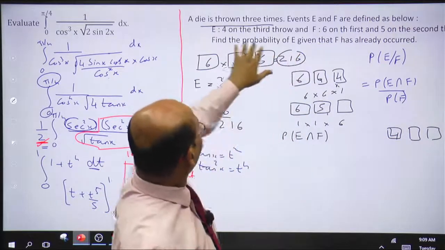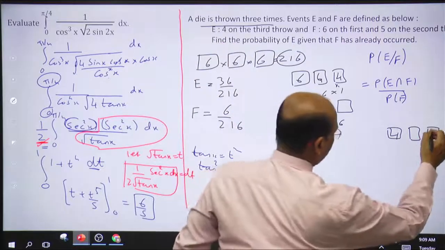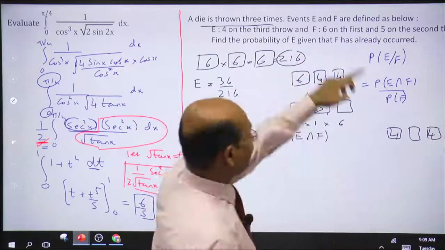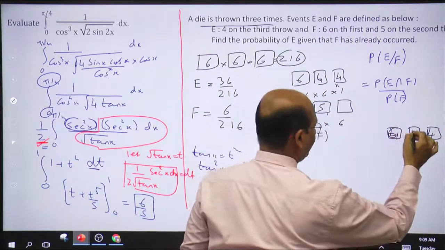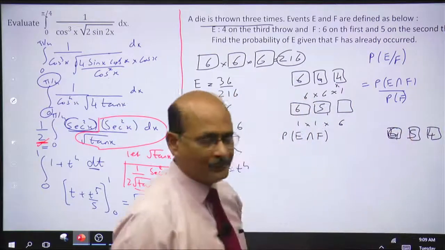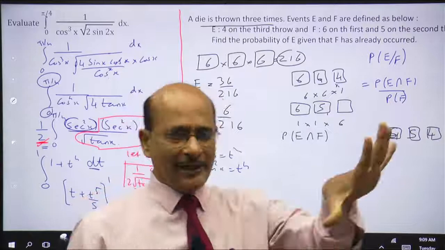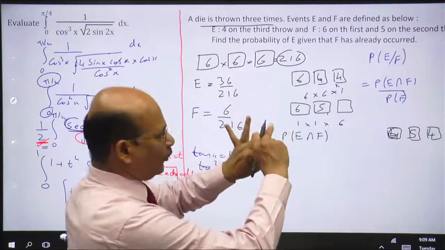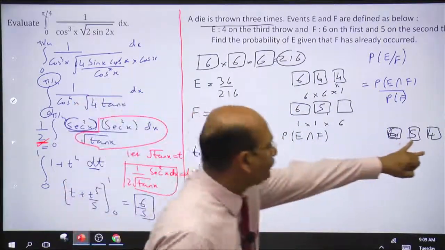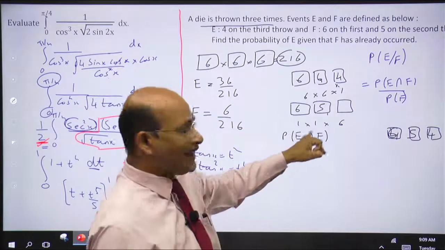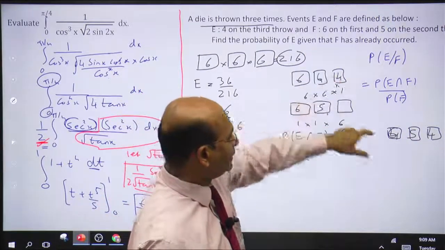6 is fixed on the first, 5 on the second, and 4 on the third. How many outcomes do you have? Only one, because there are 3 dice and 4 is the number fixed on the third die. And what is F? Because it is E and F. F is nothing but 6 on the first die.